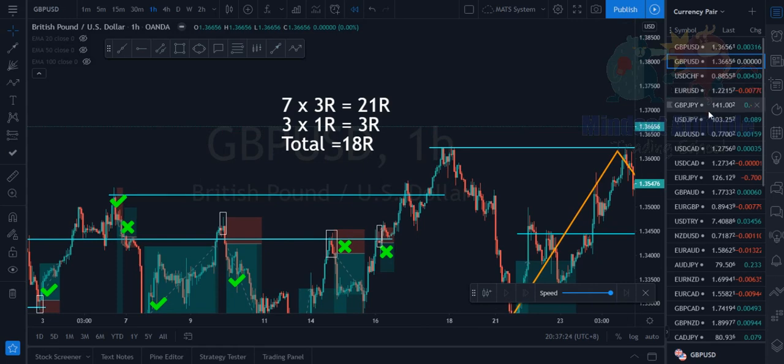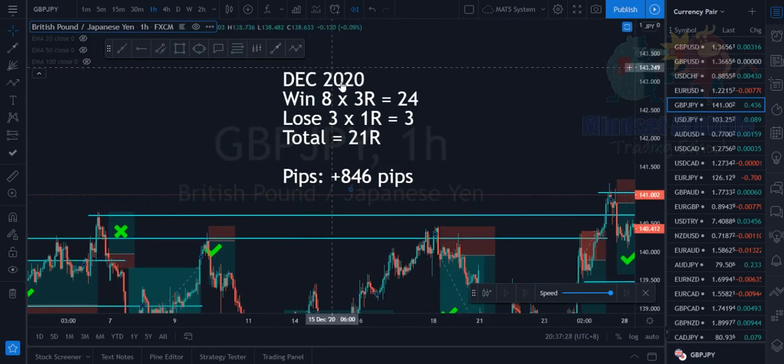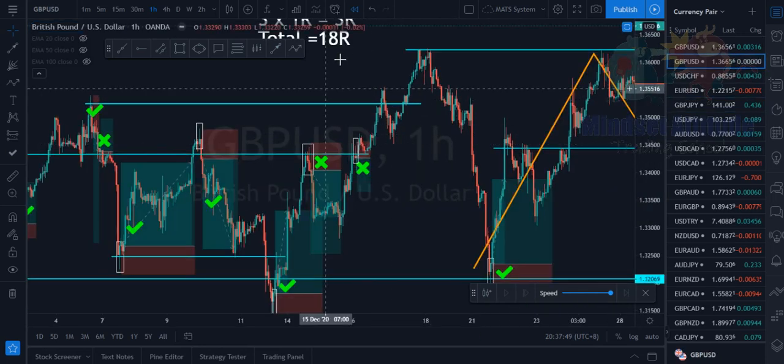If I move on to GJ, just randomly picked, December 2020, just 1 month, I got about 8 winning setups and 3 losing setups. The winning setups, I times by 3, I get 24, and minus 3 losing setups, I get 21. In terms of pips, I get 846. If you want to calculate pips, I usually go for R's. So 21R plus my 18R, how much do you get? Think about it. Don't trust me?